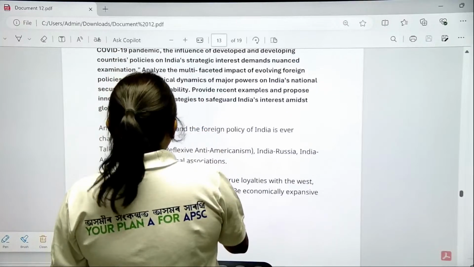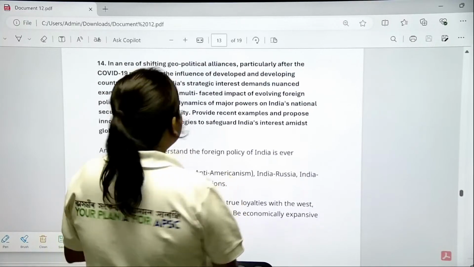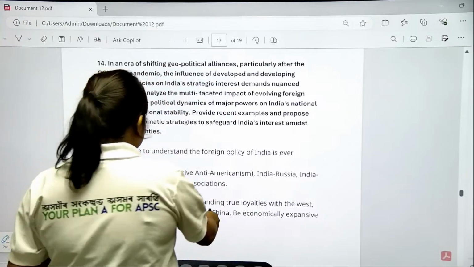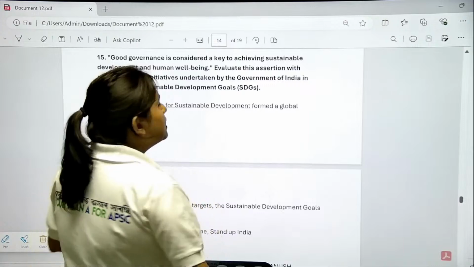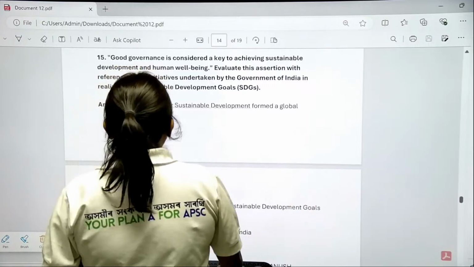Question number 14. Question number 3 I will skip. I will not discuss it now. I will give it to you because it is basic, not analytical. It's partly factual, but I will come back to that.